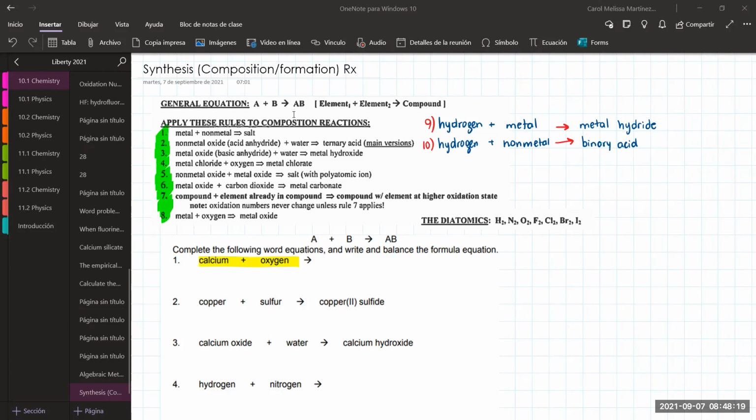From the rules that I have over there, you have to identify which one can be applied. So we have calcium. What kind of element is calcium? Is it a metal or a non-metal? A metal. So you have metal plus oxygen. What situation or what rule is this one?